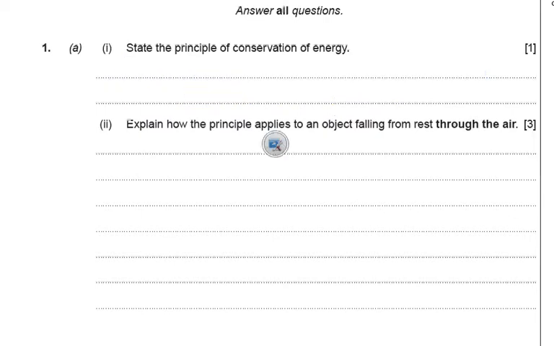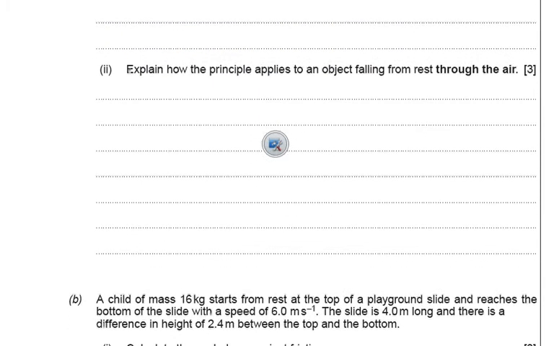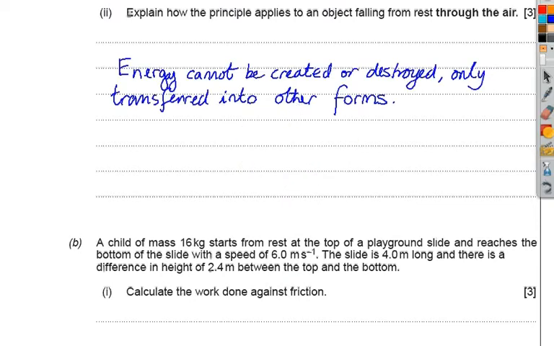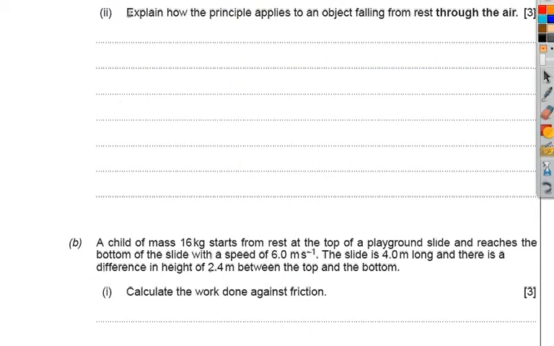Reit. Mae'r cwestiwn nesaf yn gofyn i ni esbonio sut mae o'n gymwys i wrthrych sy'n disgyn trwy aer, mewn bold. Explain how the principle applies to an object falling from rest through air, and the through air is in bold. So that means that air resistance is not negligible. Dydy o ddim i'w anwybyddu.